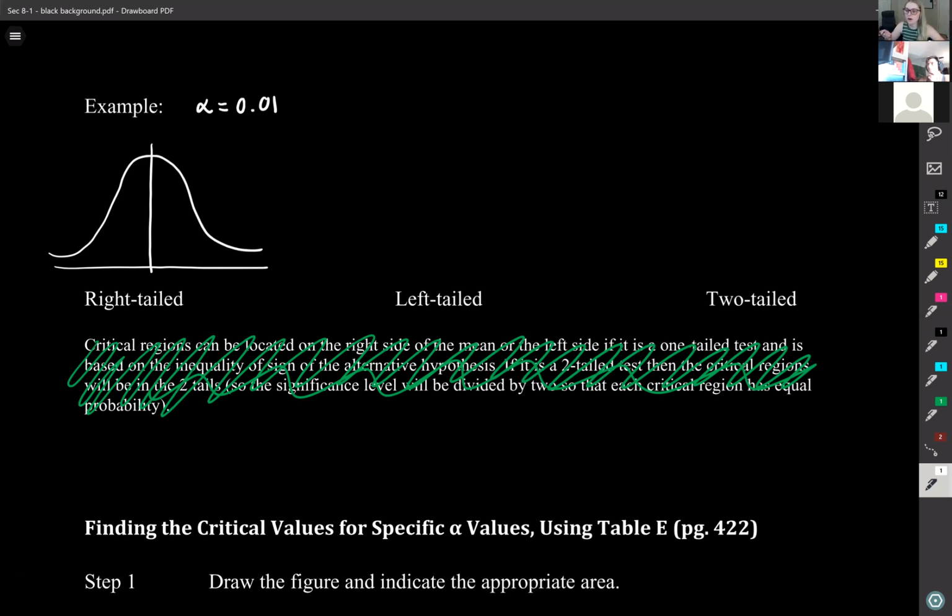But you'll always be given a context or a scenario that you'll be able to use for this. So my right-tailed one means I'm doing a right-tailed one, so it's on the right side. And my significance level is 0.01. So I want to find the value here that makes this area 0.01.